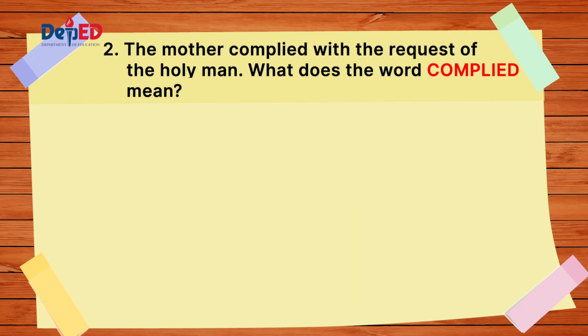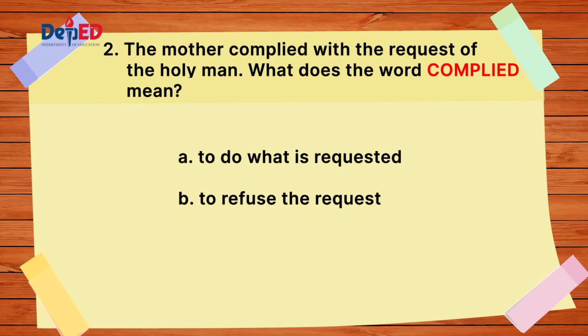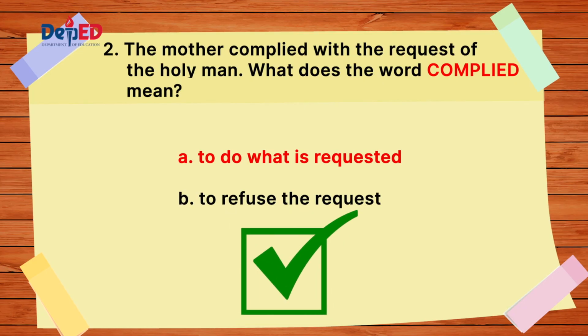Number 2. The mother complied with the request of the holy man. What does the word complied mean? A. To do what is requested. B. To refuse the request. That's right! The correct answer is letter A. To do what is requested.